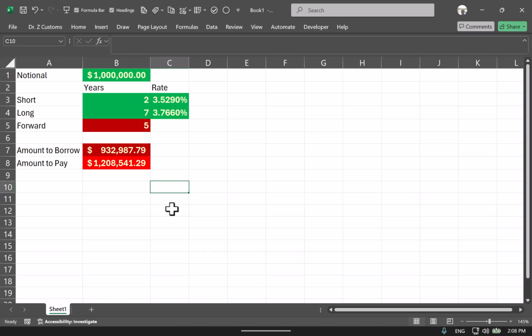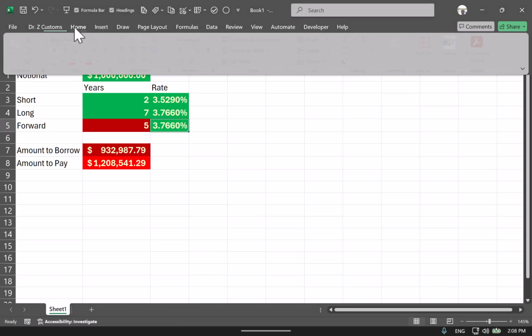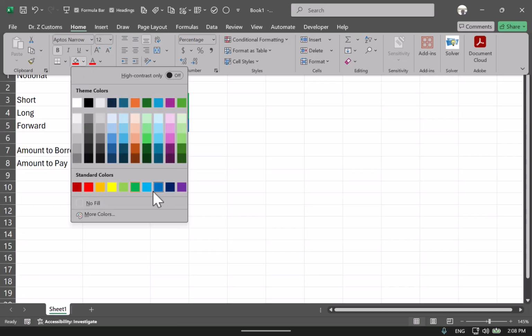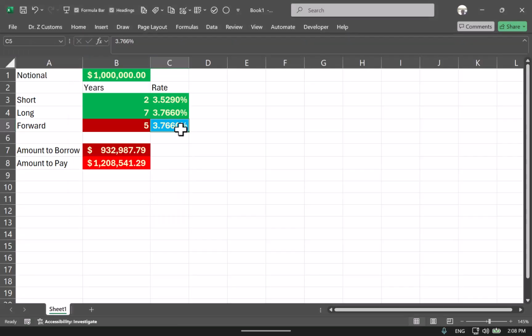And I'm going to put an arbitrary forward rate here. I'm going to make that a different color. I mean, I can actually write a formula for the forward rate, but just to show you the idea, I'm going to do, let's put a 4% for now, amount paid with forward.